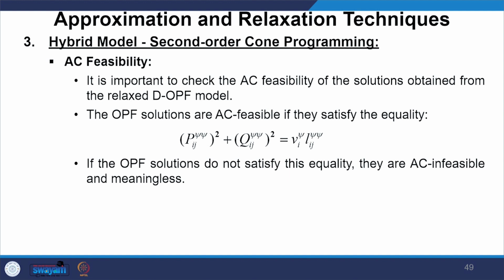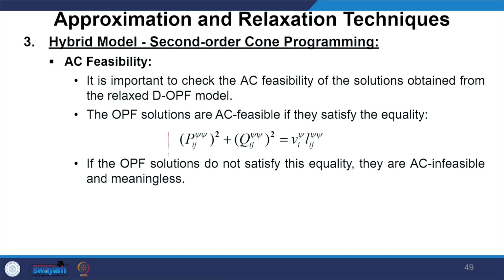Now, there is one more thing known as AC feasibility of the solution obtained from the relaxed distributed OPF model. The OPF solutions are AC feasible if they satisfy the equation given by Pij square plus Qij square equal to Vi times Iij. If the OPF solution does not satisfy this equality, it is AC infeasible and meaningless.